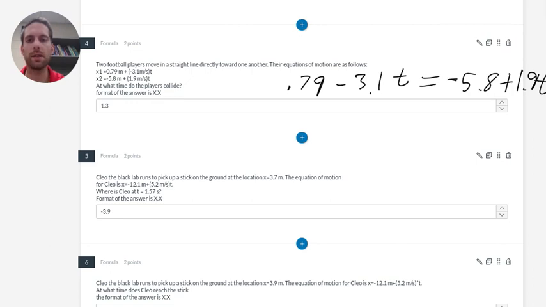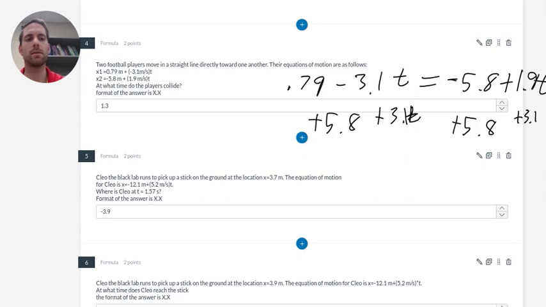So from here, we have to solve this. So we're going to add 5.8 to both sides. It's my first instinct. If I add 3.1 to both sides, put 1 time to both sides, that should sort things out and give me one side and the other side.